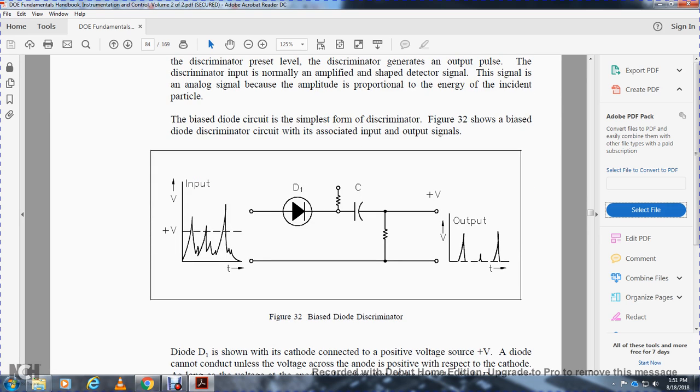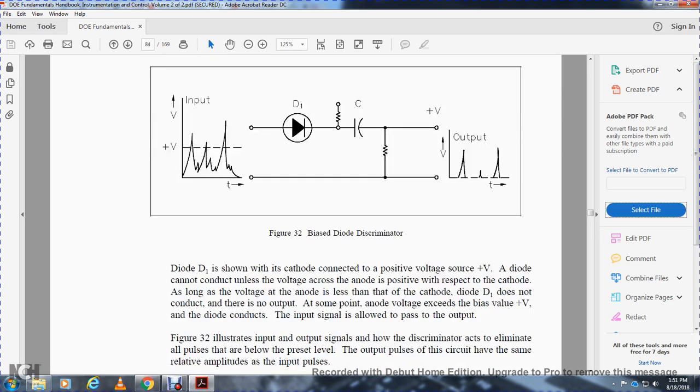So the voltage, power, and time: the rectifier diode, resistor, capacitor, resistor, voltage output. Diode 1 shown has the cathode connected with the positive voltage. With the anode voltage less than the cathode, diode 1 does not conduct, therefore there is no output.